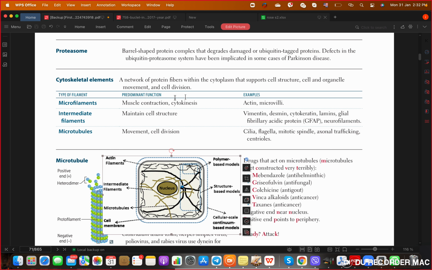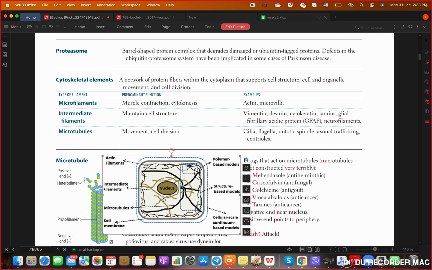Oh, so they write here examples are actin and microvilli. Actin helps with the contraction. Remember the actin-myosin fibers? So it helps with the contraction. And also we have the microvilli. Intermediate filaments maintain the cell structure, as in here. And there are so many of them.